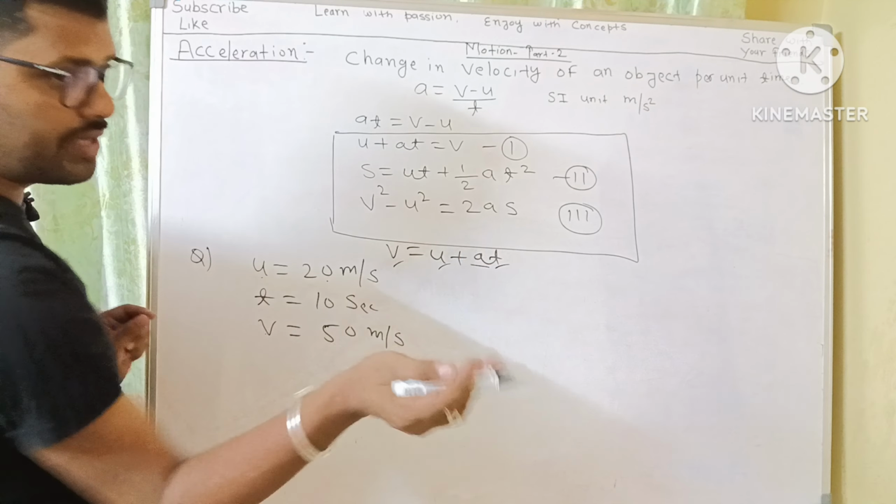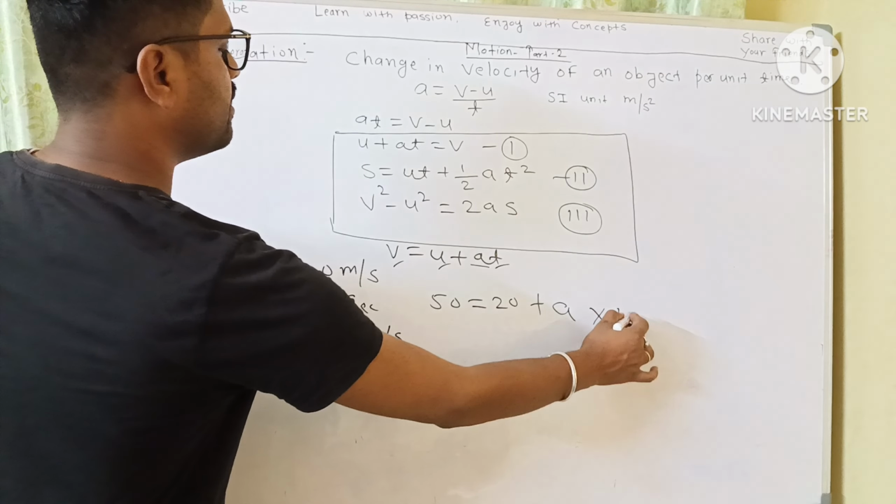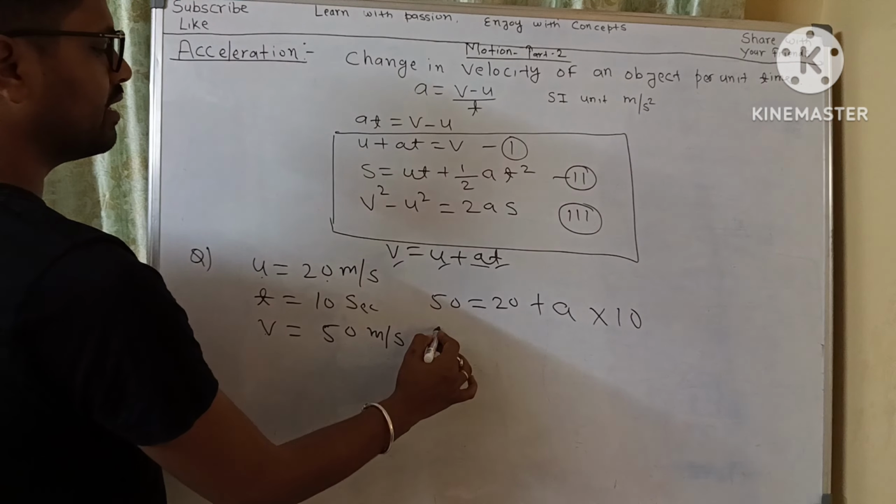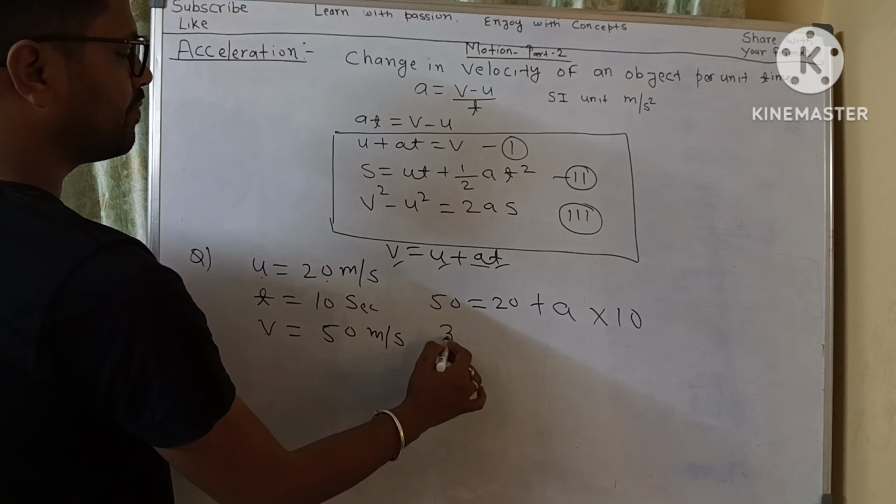So what will we use? We will use v here as 50, u as 20, plus a, which we need to find, and time is given as 10. So 20 goes to this side: 50 minus 20 is 30, which equals 10a. So a equals 30 by 10. So you get a equals 3 meter per second square. So this is how we got the acceleration.